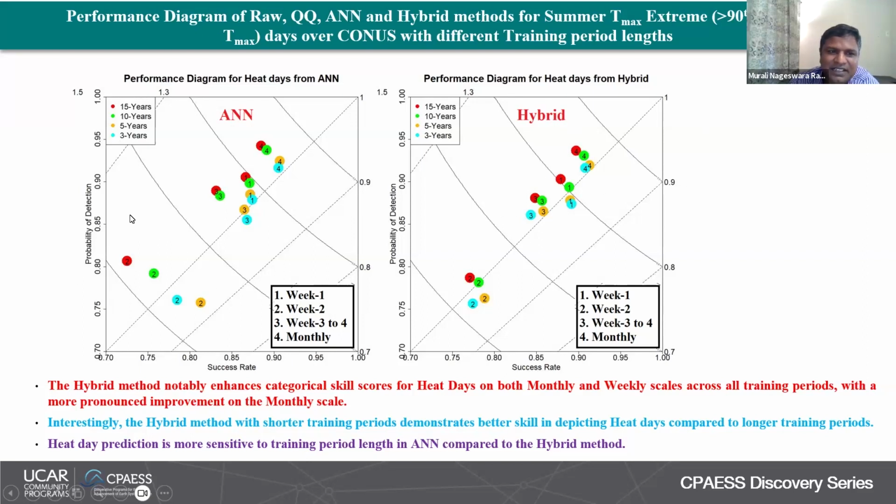Also, you can see here that different colors mean different training periods. 1 means week 1, 2 means week 2, 3 means week 3 to 4, and 4 means the monthly case. The monthly case is on a higher scale. But within the same scale, with different training period lengths, the impact is greater on the deep learning method.